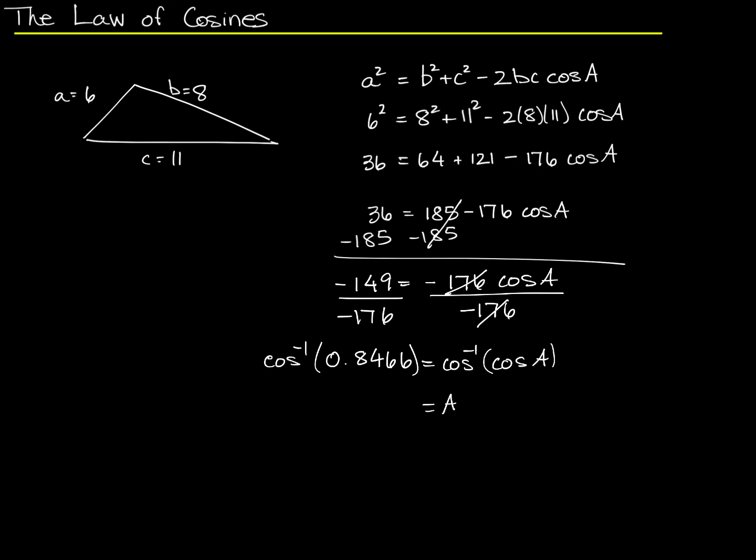This leaves me with just A, and then when I take the cosine inverse of what I have on the screen on my calculator, I get 32.1572 degrees. This is an angle, so my units are degrees. So now I know the size of this angle right here.